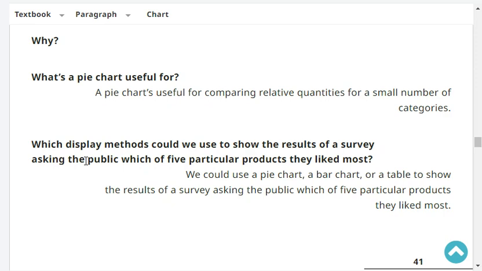Next, what's a pie chart useful for? A pie chart is useful for comparing relative quantities for a small number of categories.